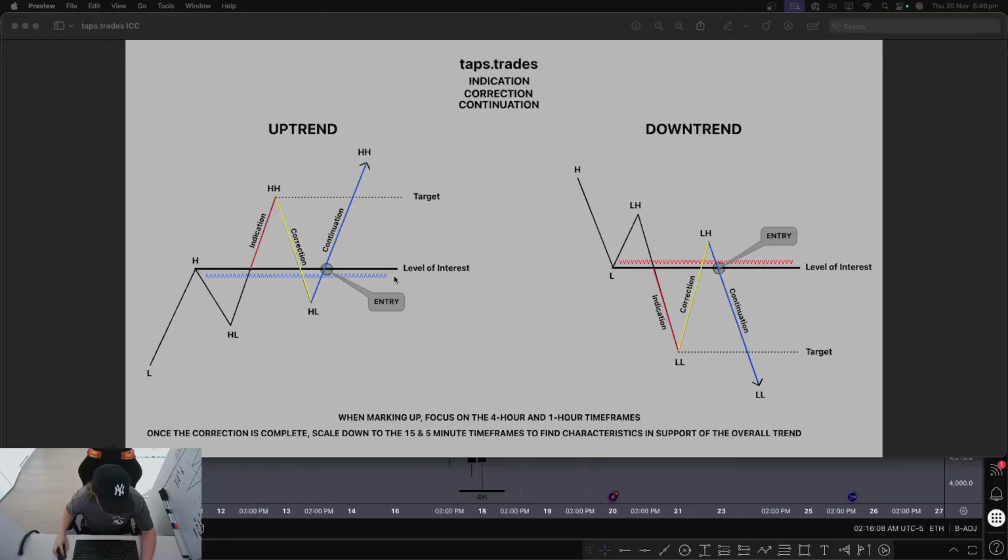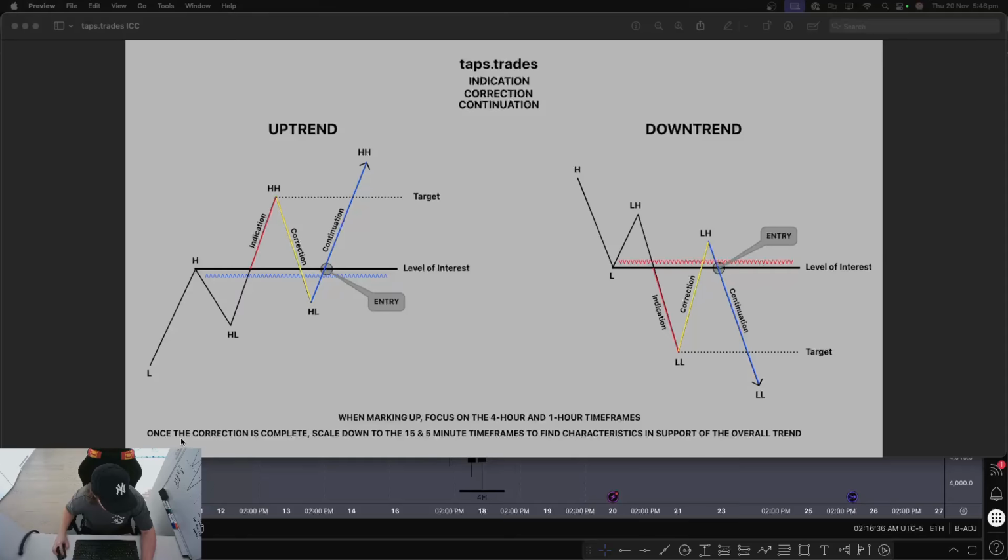At this point in time, we're drawing our level of interest at this previous level here. So we've now got our first phase, which is the indication phase. That's the first phase of ICC. The second phase now is price comes back below the level of interest, and this is the correction phase. Price again creates another higher low because it's higher than the previous low.